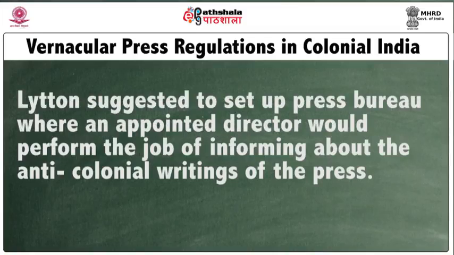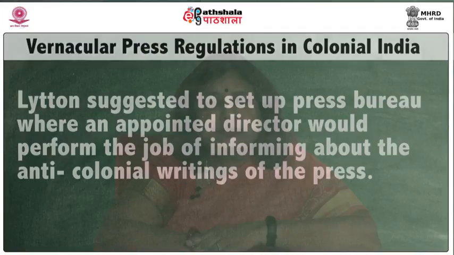Lytton suggested to set up a Press Bureau, where an appointed director would perform the job of informing about the anti-colonial writings of the press. In the following year, the Vernacular Press Bill was introduced in the Governor General's Council and passed as Act 9 of 1878.